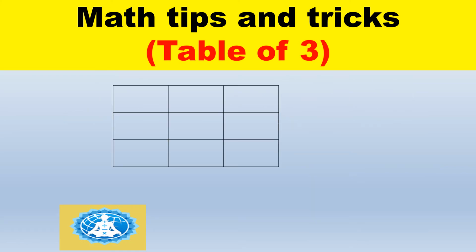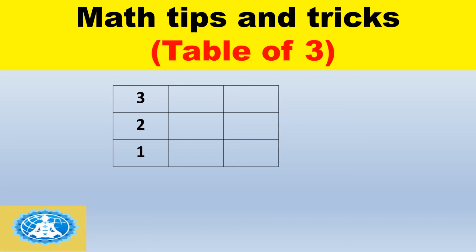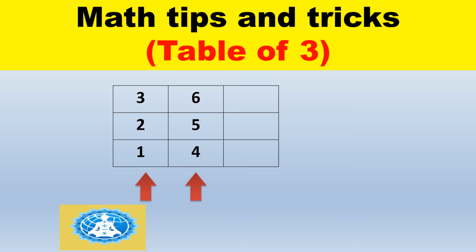For the next trick to learn the table of 3, you need to write the numbers 1, 2, 3 starting from here. You have to start from the downward. That is, from here you will start 1, then you will go upwards 2, then 3. Same you will do for the next row. Then you will continue. You will write 4, 5, 6. The same way for the next row.